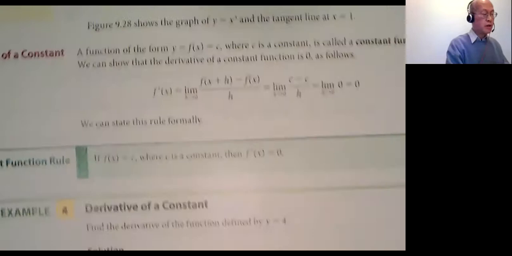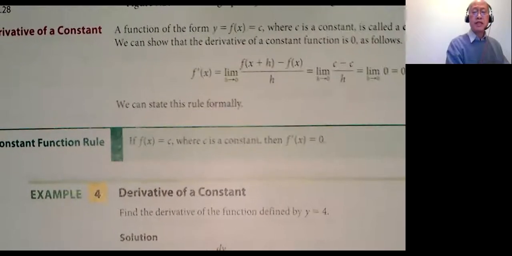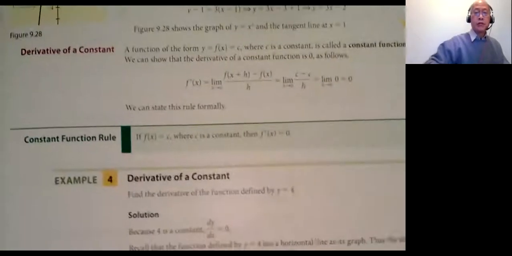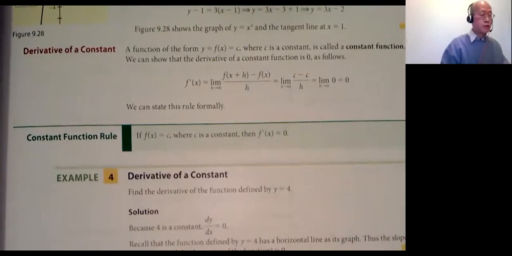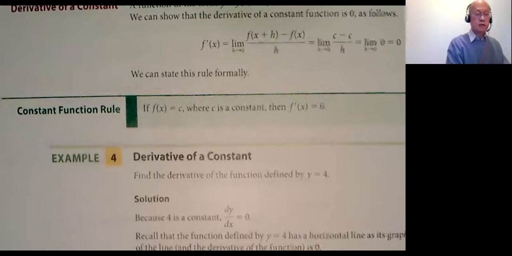Constant function. My page 575. If f of x is c, a number, then f prime of x is 0. Okay, notice they actually went through the proof by the limit definition, but you don't have to look at it if you don't want to. So the derivative of a constant function is 0.